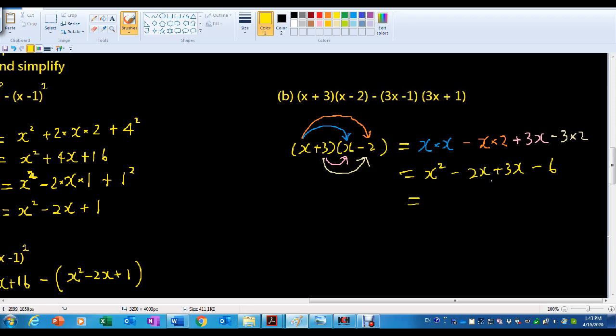Okay, don't stop here. You still got something to do. Minus 2x plus 3x, that gives x. But we don't need to write that working out. You just write x squared plus x minus 6. Alright?